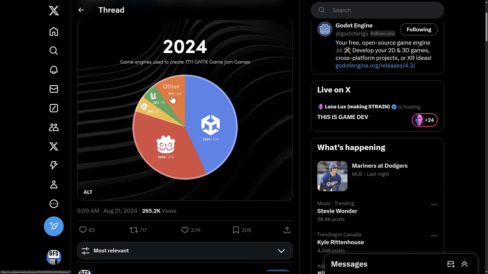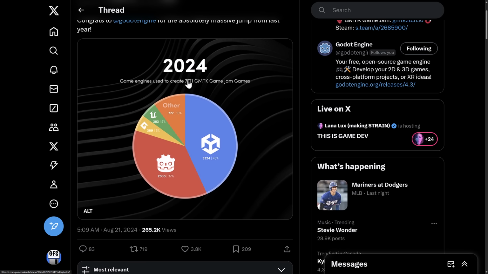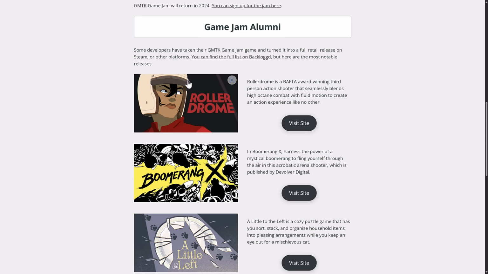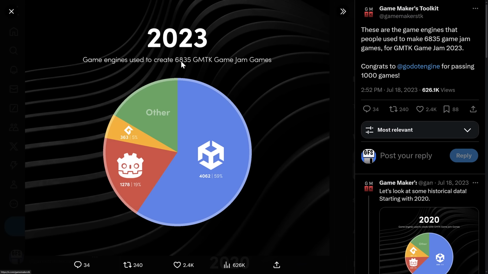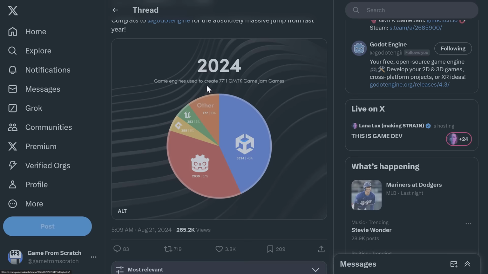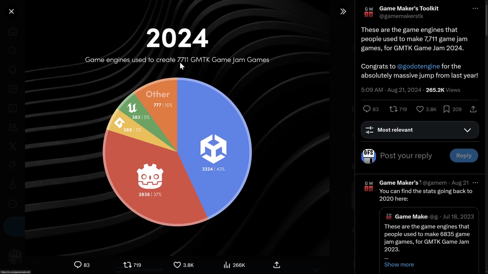Now, first off, this is the first year where they actually listed out other, which I kind of wish they did all along, so I didn't have to do any mental math. But you can see in 2024, by the way, a lot more games created. Oops, I went the wrong way. So we've got 6,835 games in 2023, whereas here we are now in 2024, we're looking at 7,711 games here. But the big thing that you're going to see, Unity plummeted, 59 down to 43.